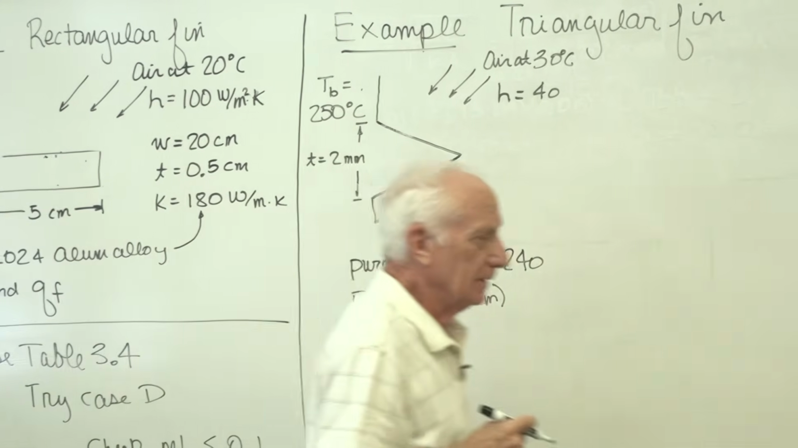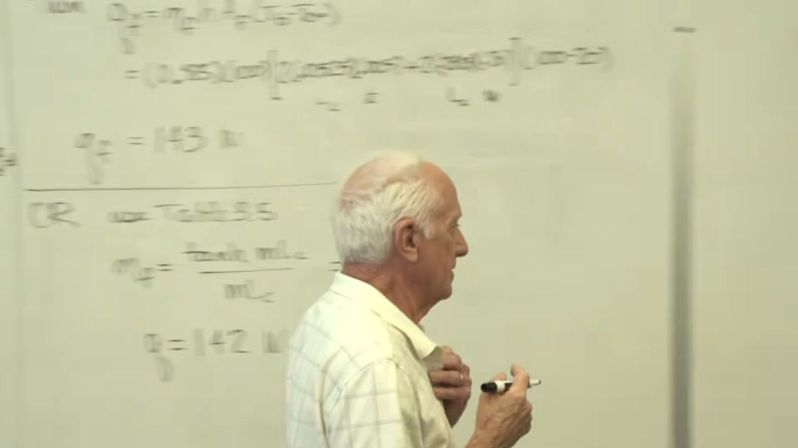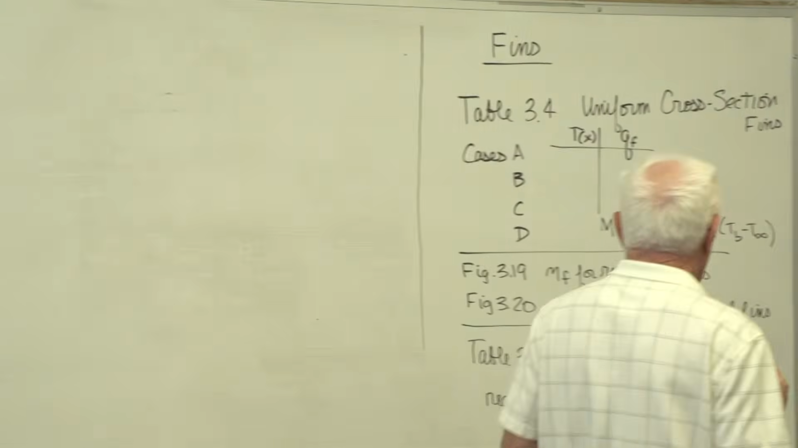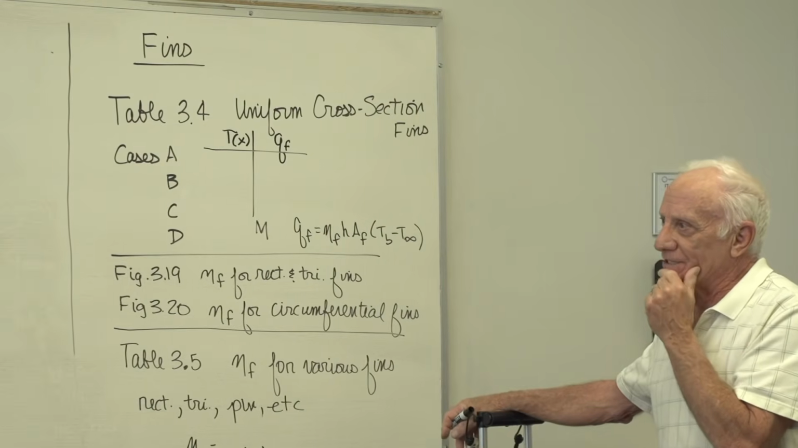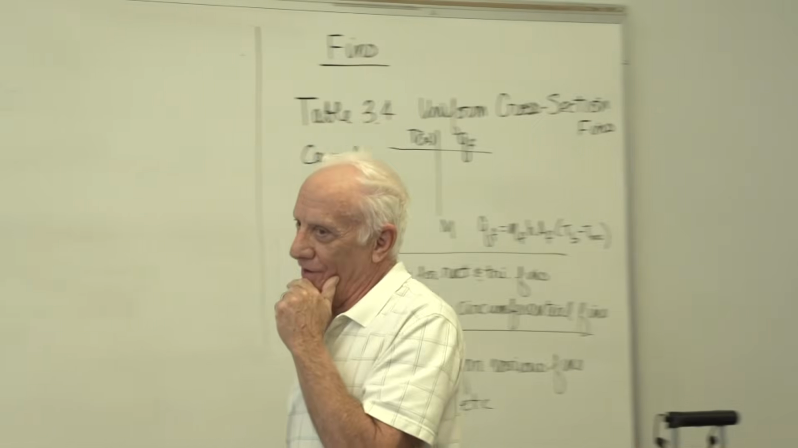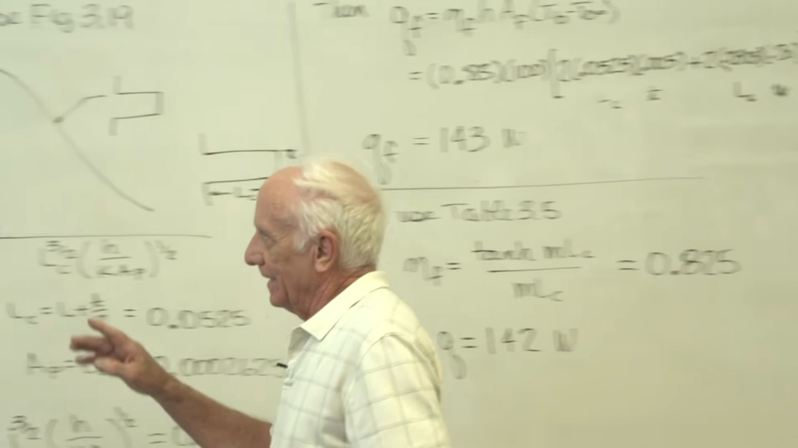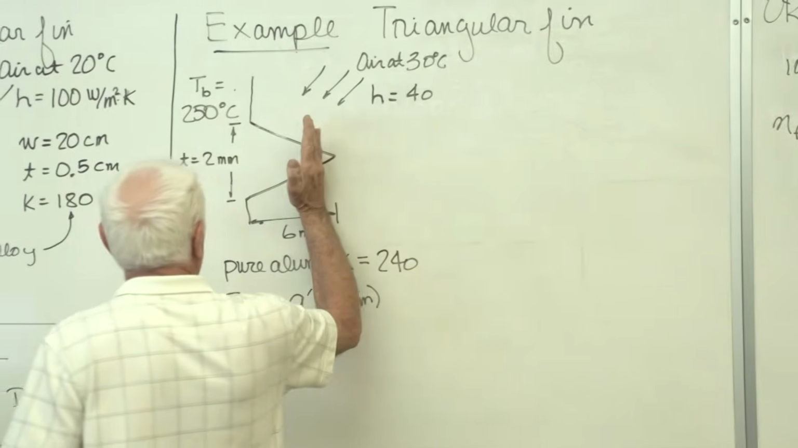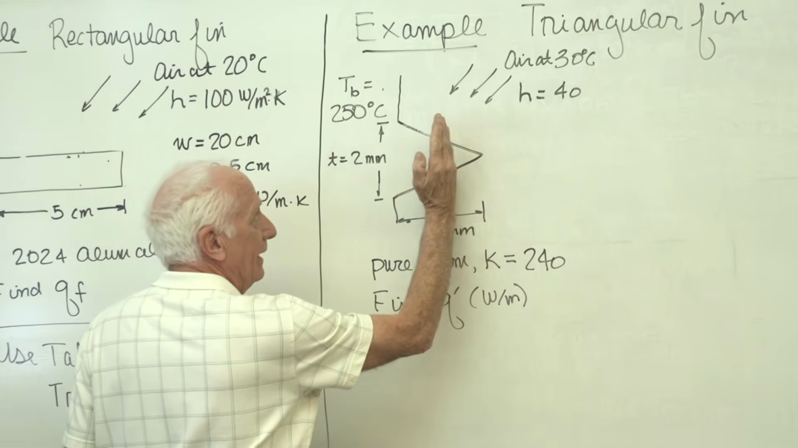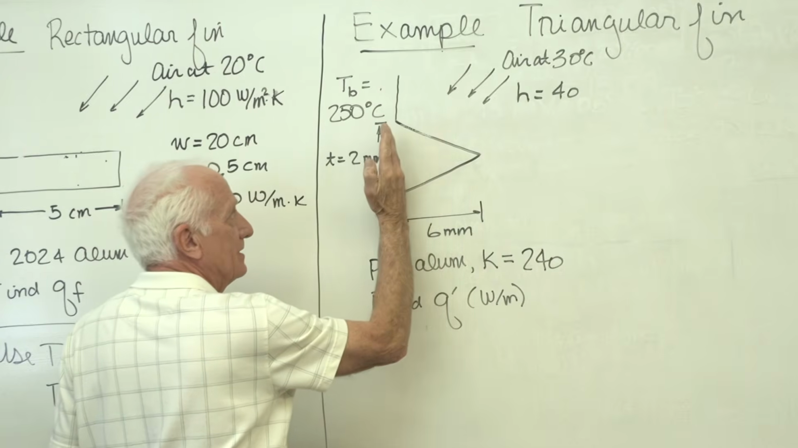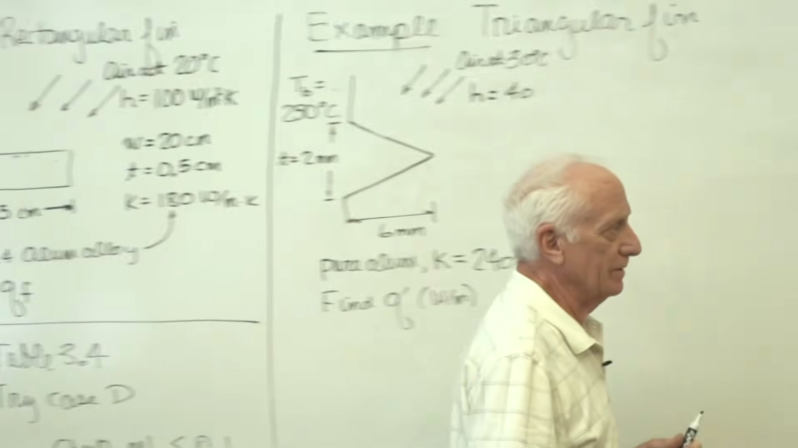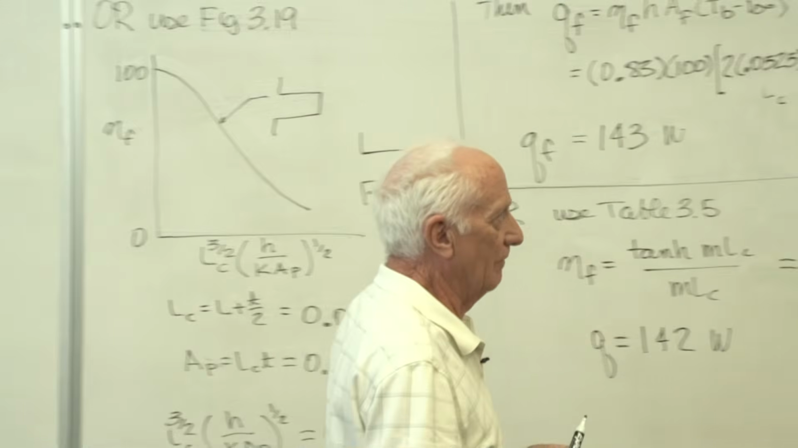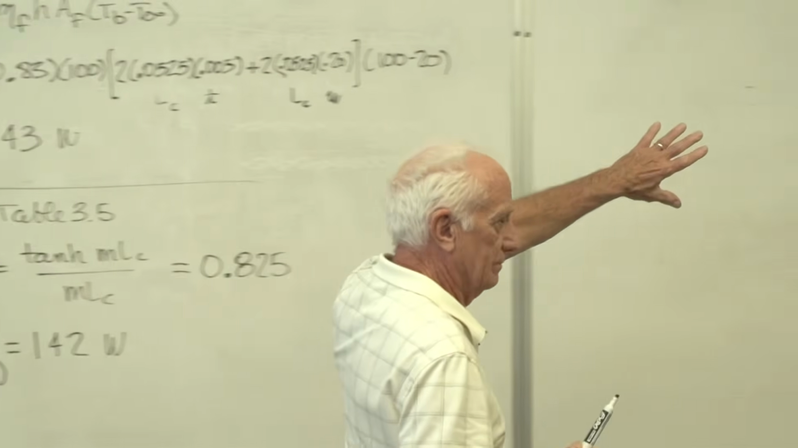Start again. All right, here are my resources. Table 3.4, fins of uniform cross-section. No, that's not going to work. A sub C, where my hand is here, is really small. A sub C is bigger here. A sub C is really big here. Conclusion: A sub C varies with x. Therefore, it's not a fin of uniform cross-section. So ignore that. No can do.